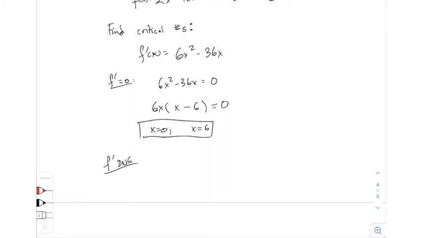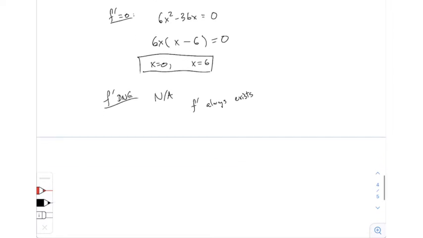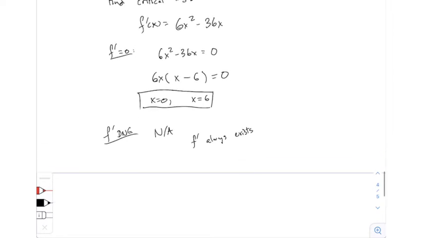So for the DNE step, I'm just going to say N/A. There is no opportunity for this function to not exist. I'll just say f prime always exists, right? It doesn't have any 0 in the denominator or any other kind of funny business which would cause the derivative to not exist at some point. Okay, so that means the only critical numbers are those two which we just found, x equals 0 and x equals 6.